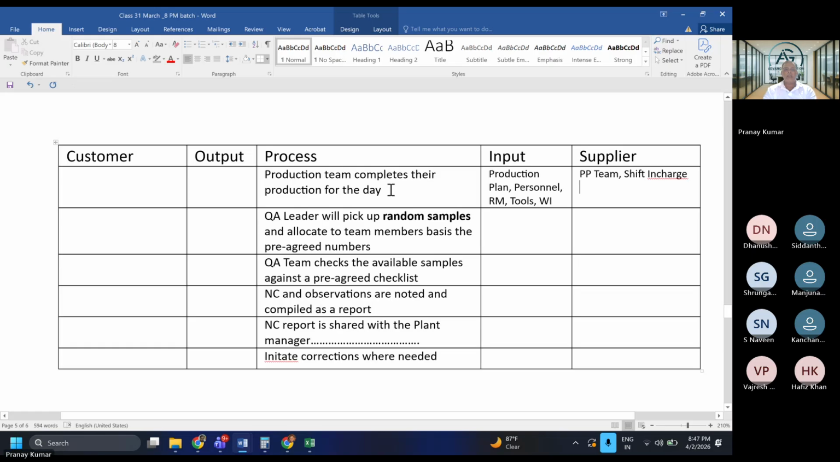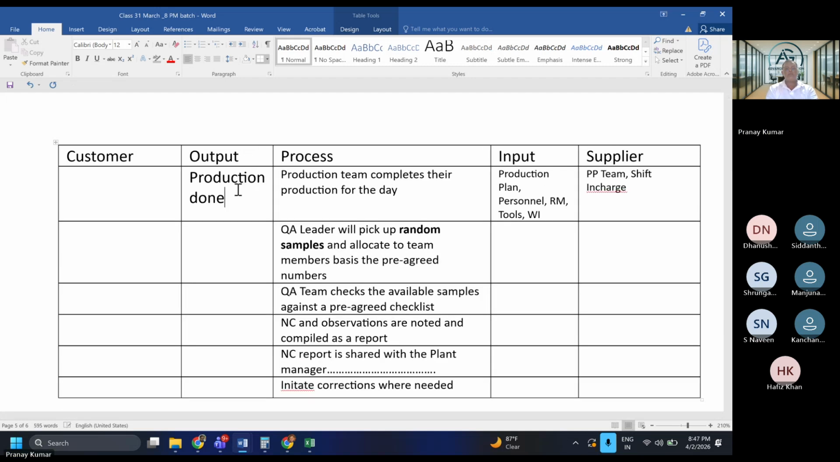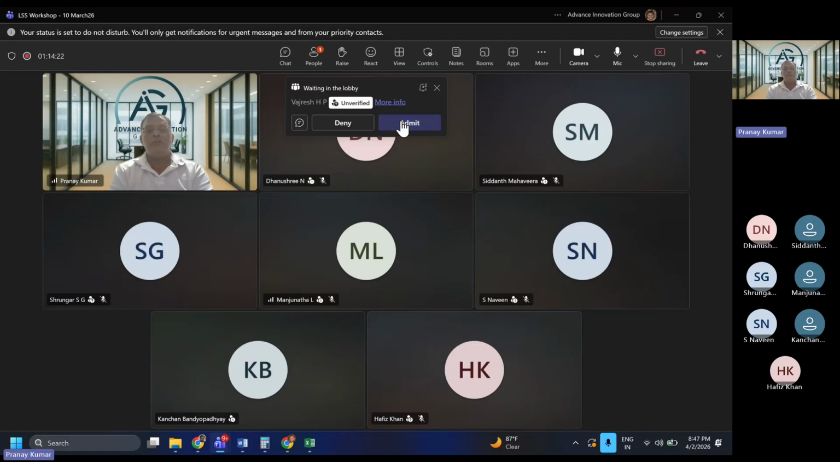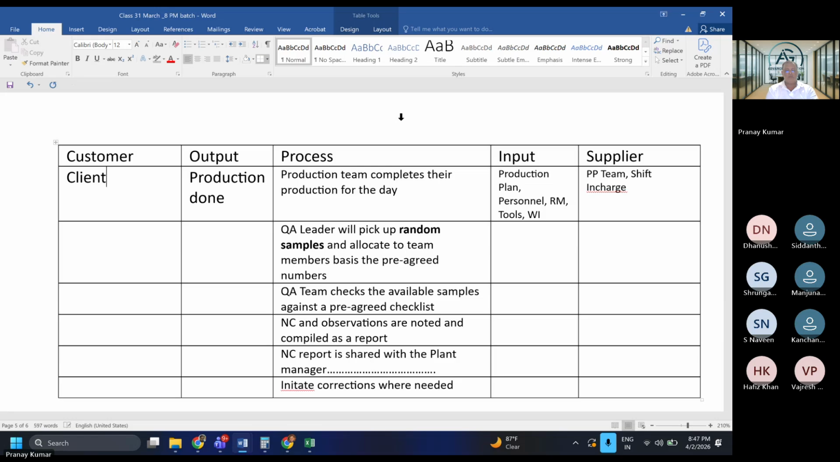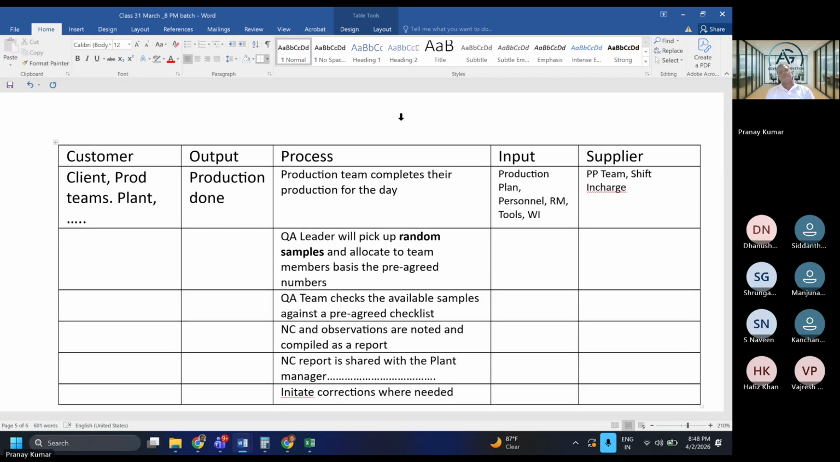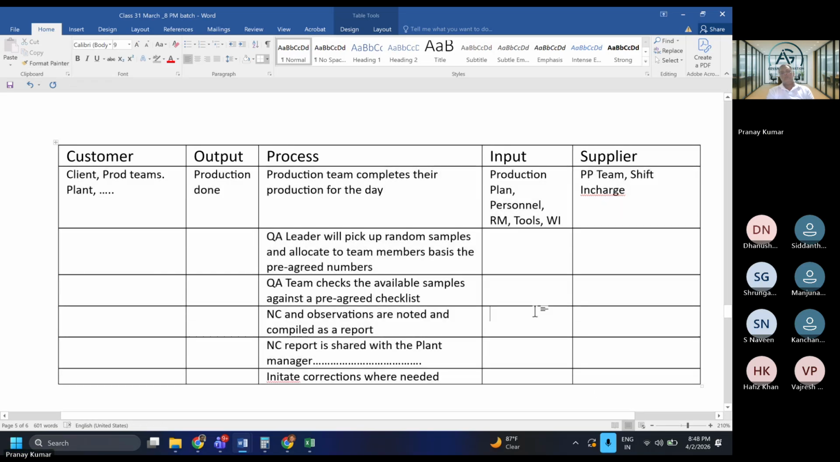So for every activity, list down inputs, list down the suppliers. For every activity, list down the outcome. Who is benefiting if the production is completed? My client is benefiting. My production team is benefiting. The plant itself is benefiting. List down. Everyone, you guys with me so far? Yes, sir.